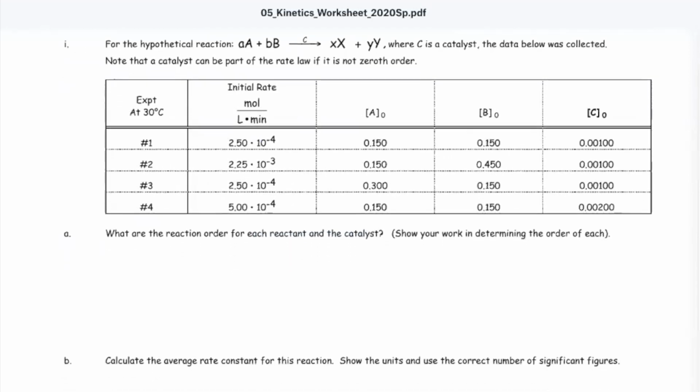Show your work. Calculate the average rate constant. Once you figure out the order of A, B, and C, then you can pick any experiment. In fact, what you should really do is pick all experiments and calculate K for each, since the temperature hasn't changed, and then take the average of that. What you should see generally is that the K does not change. You should prove that to yourself. So as long as you don't change the temperature, the K does not change.